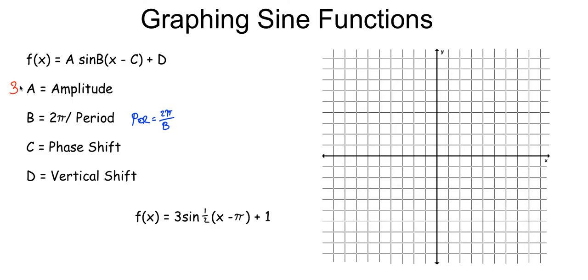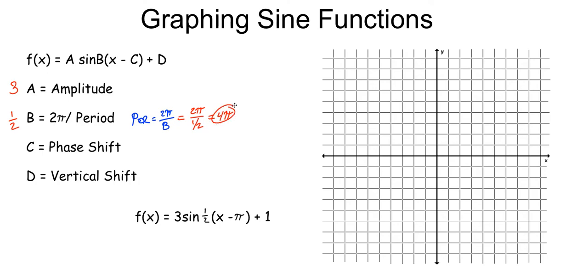Our value of b is 1/2, but remember what we really need here is the period. So the period is equal to 2 pi over b. In our case here, we're going to do 2 pi divided by 1/2, and that's going to equal 4 pi. So that's going to be our period.